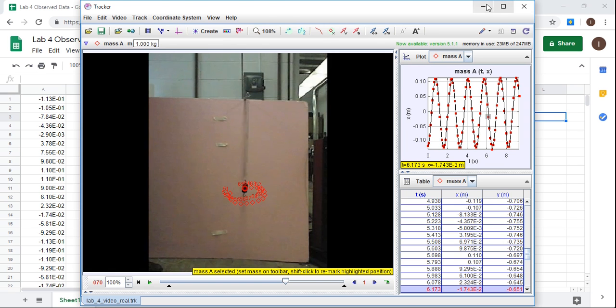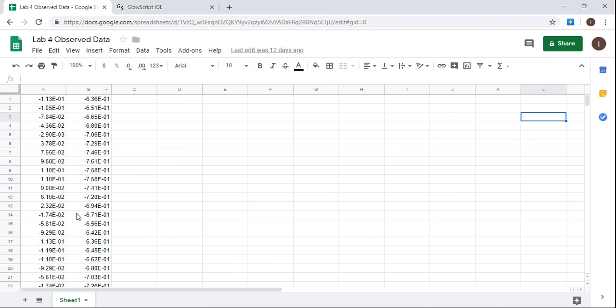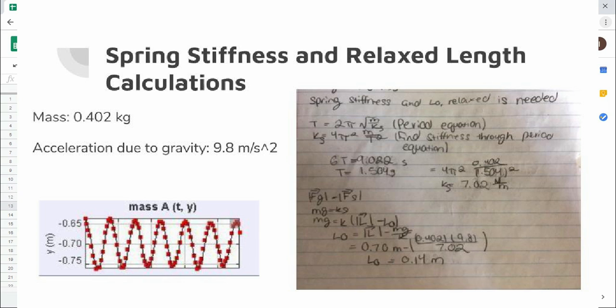And these x and y coordinates are plotted in a separate spreadsheet that will be used when we create our computer model. Calculations for spring stiffness and relaxed length need to be made in order to set up the computer model. The mass and acceleration due to gravity are specified and needed for the computations.